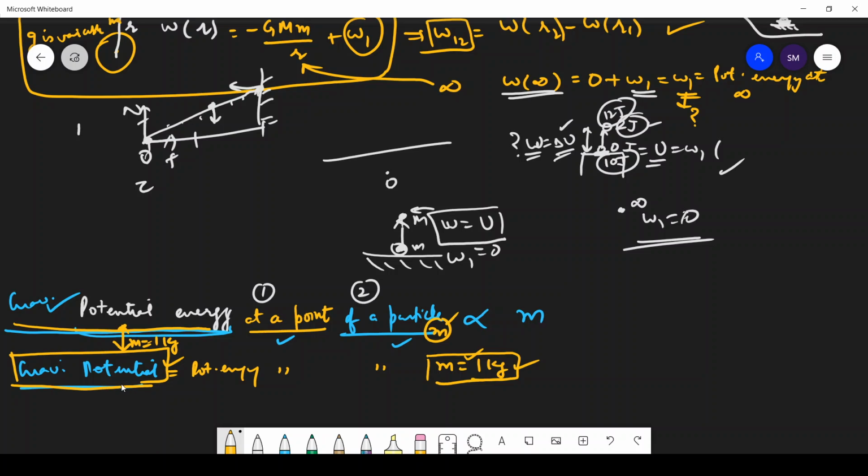So we have learned that the gravitational potential energy associated with two particles of masses m1 and m2 at a distance r is given by V equals minus G m1 m2 divided by r. If we choose r as infinity, what is this gravitational potential energy? When r is equal to infinity, anything upon infinity is zero. So if r is equal to infinity, then V will be equal to zero.